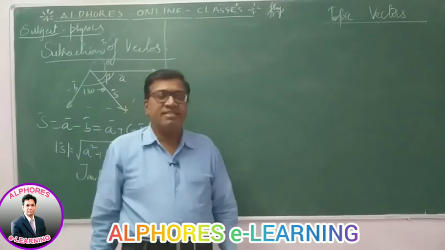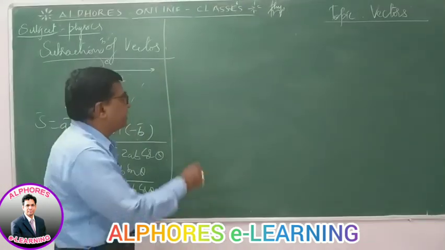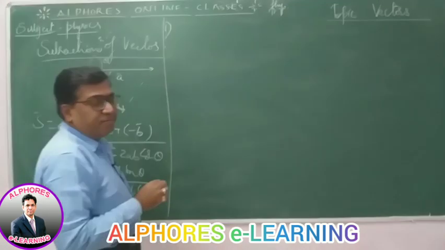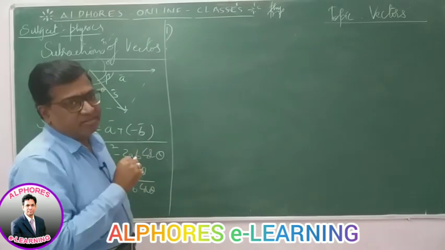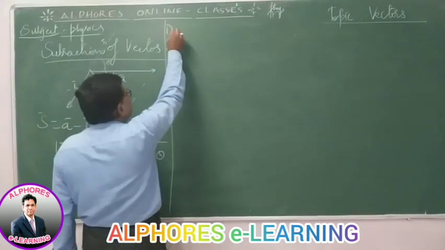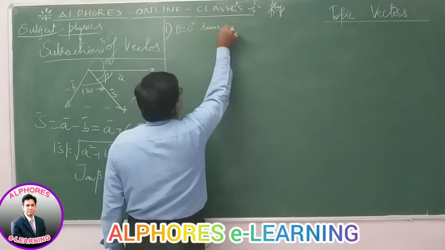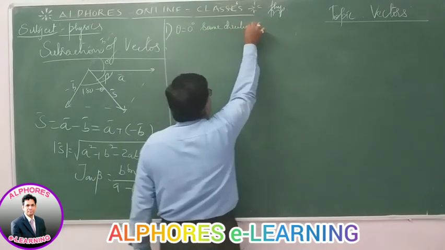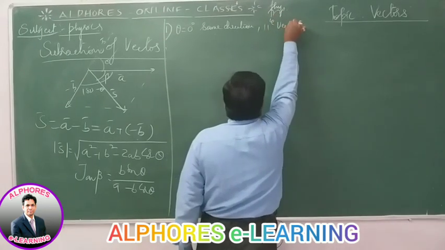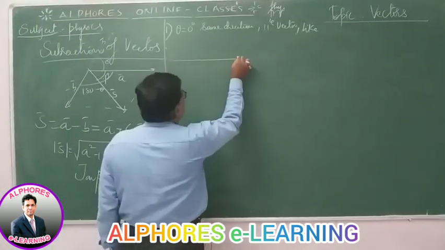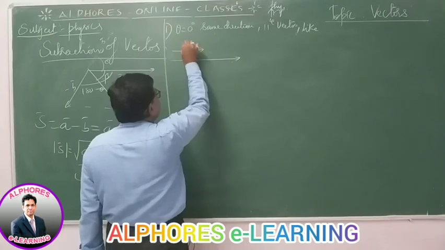Now let us take up the various cases in subtraction of vectors. Case 1: if A bar and B bar are in the same direction, if theta is equal to 0, they are parallel vectors, or like vectors. So A bar is like this and B bar is also like this.